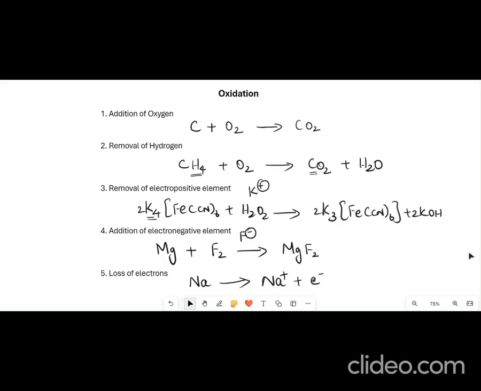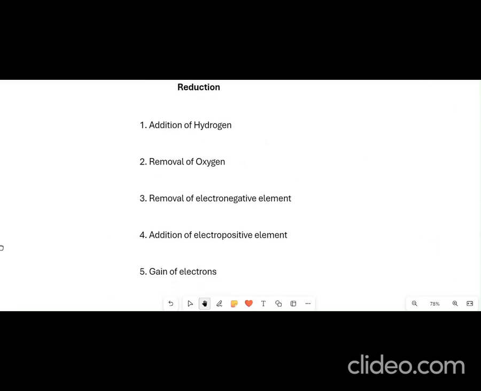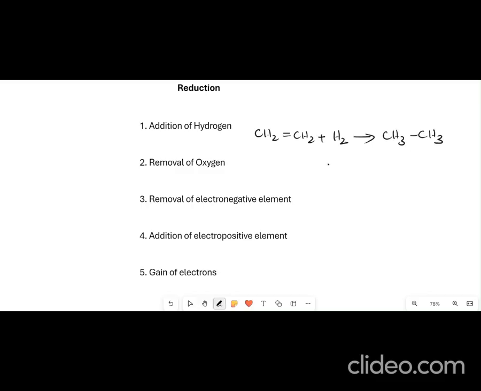Now let's understand what reduction is. Reduction we can assume to be the opposite of oxidation. If you take ethene, hydrogen is added to form ethane. So addition of hydrogen has taken place, and this is reduction. And if you take the example of HgO, it decomposes to Hg plus O2. Here, in HgO, removal of oxygen has taken place.